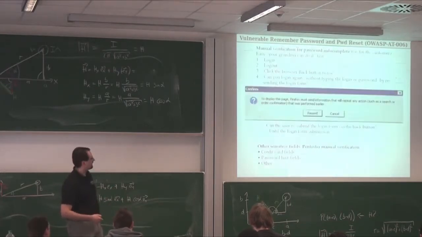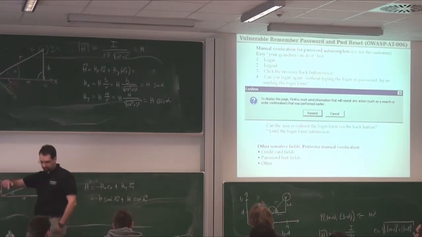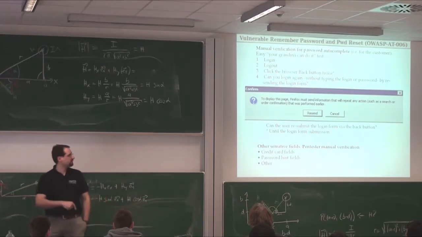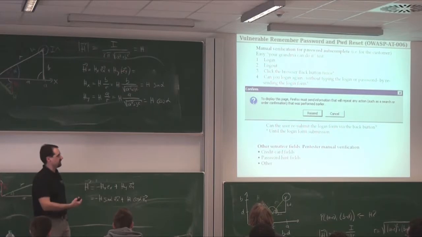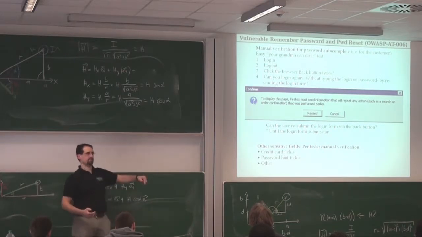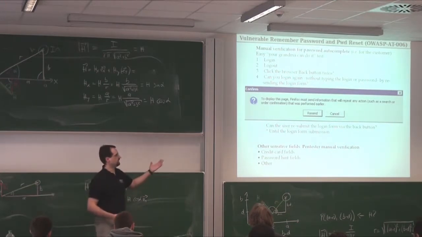And one way to explain this to business people is like this. You log in, and you log out, and then you click the back button until the login page is submitted again. If you get a message like this and you click resend and you are logged back in, that means that the password is stored in the browser history, and if a computer is shared at work or something like this, anybody, by clicking the back button, can log in as someone else who logged out before. So everybody will be able to understand that quickly.